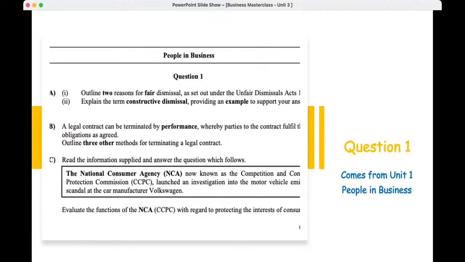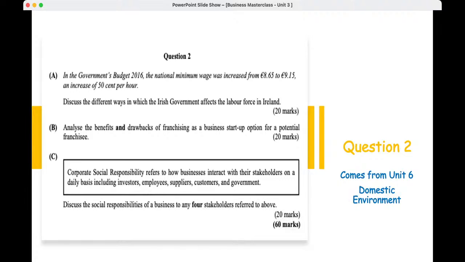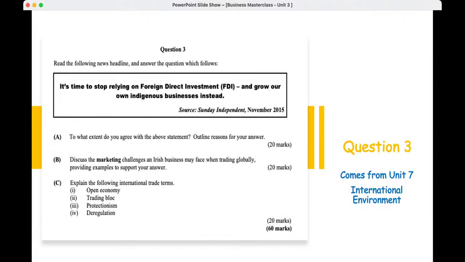Question 1 always comes from unit 1, people in business. Question 2 always comes from unit 6, the domestic environment. Question 3 will always come from unit 7, and that would traditionally be part 1 of the paper. But it's going to be a little different this year because they're going to add another question, maybe to part 1, maybe to part 2. We'll see. But question 3 always comes from unit 7.